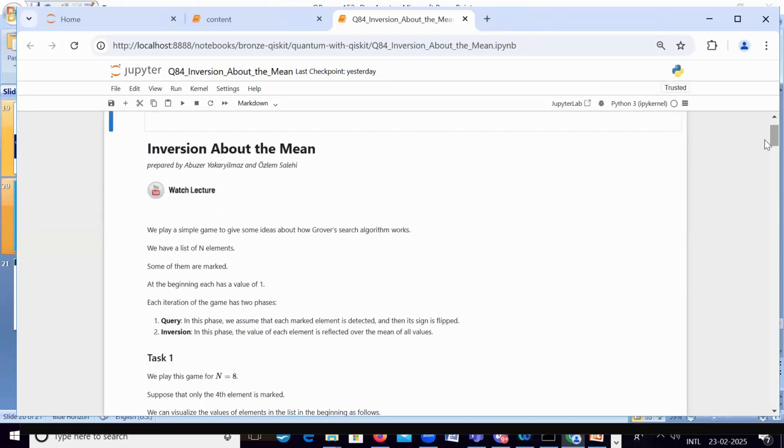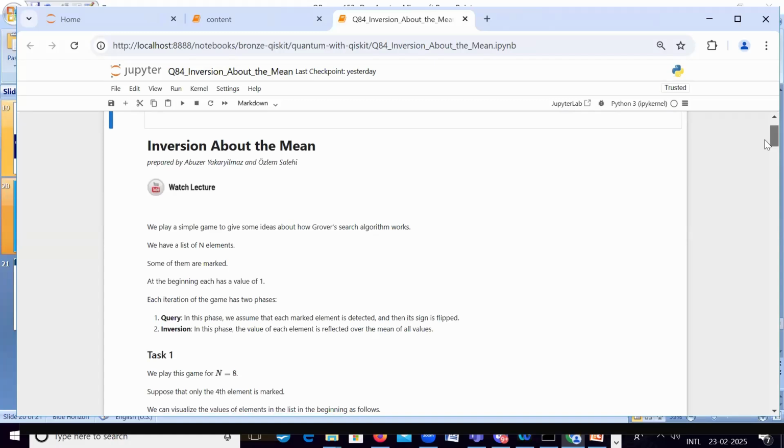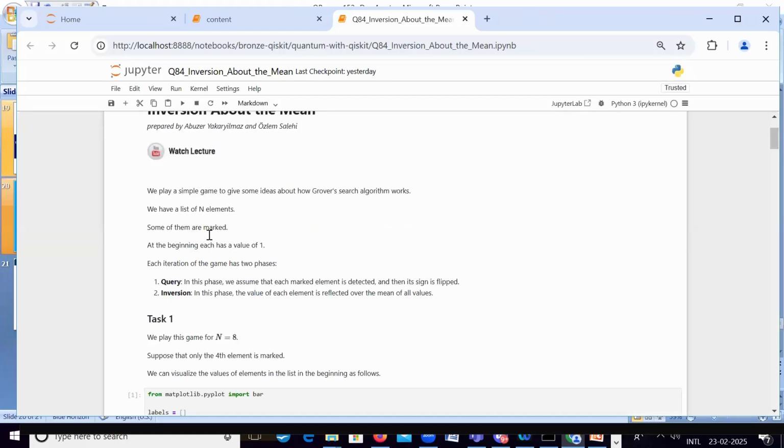To start with inversion about the mean, here is one game being discussed. Suppose there is a list of n elements and some of them are marked, which is the context being created for Grover's search algorithm at the beginning. But instead of discussing that, this is one game here. At the beginning, each has a value of 1.